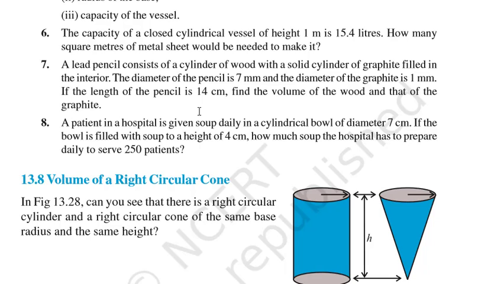Seventh problem: a lead pencil consists of cylindrical wood with a solid cylinder of graphite fitted in the interior. The diameter of the pencil is 7 millimeter and the diameter of the graphite is 1 millimeter. If the length of the pencil is 14 centimeter, find the volume of wood and that of the graphite.